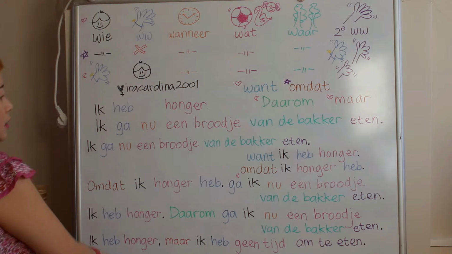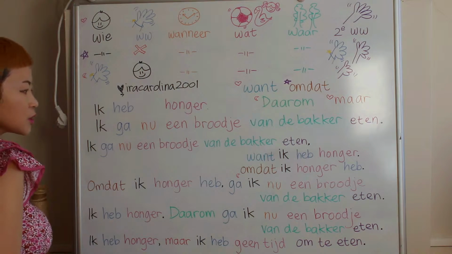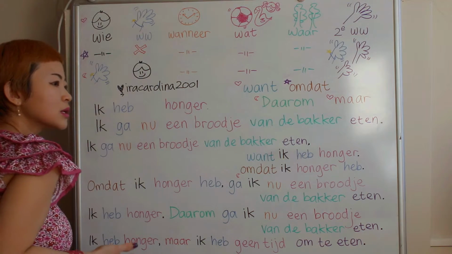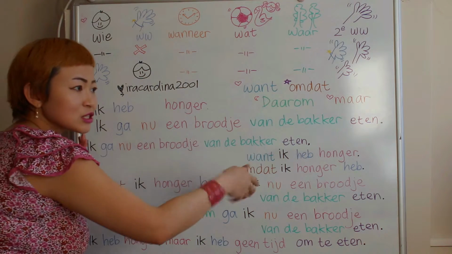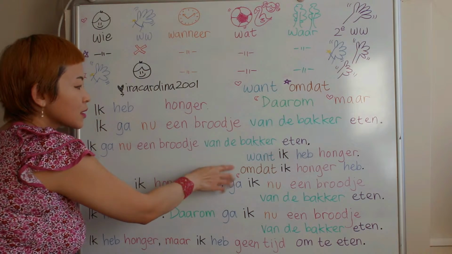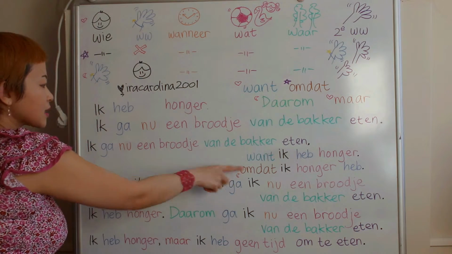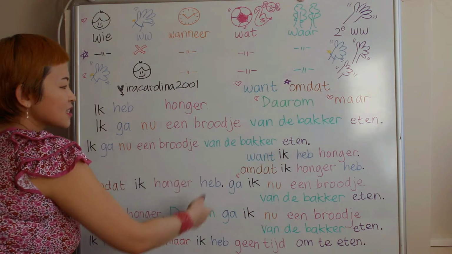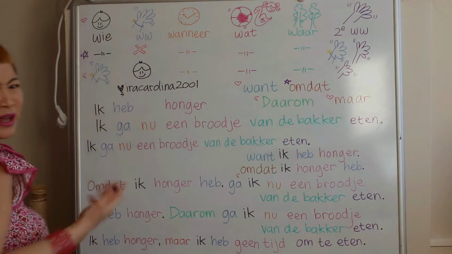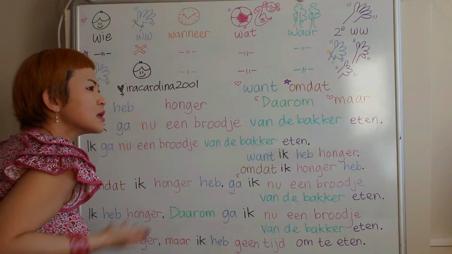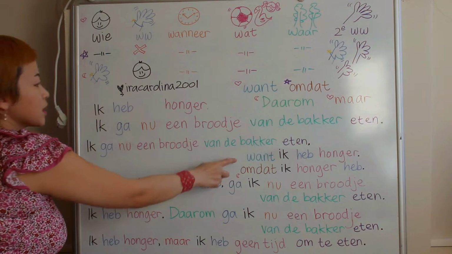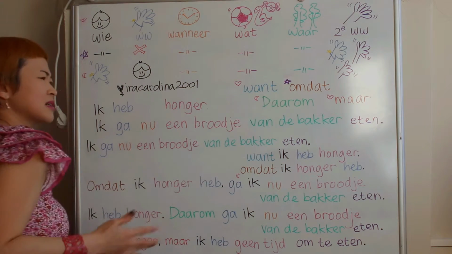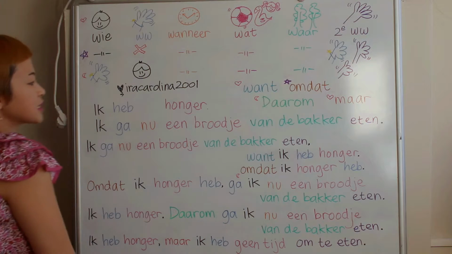Yeah. This omdat can start a sentence, but want is always in the middle or second part of the sentence. So first sentence and then comma, and then we use omdat or we use want, but we can start a sentence with omdat, but we cannot start a sentence with want. Or at least I have rarely seen it. I just see omdat in the middle and in the first. So for want, most of them I found in the middle of the sentence.